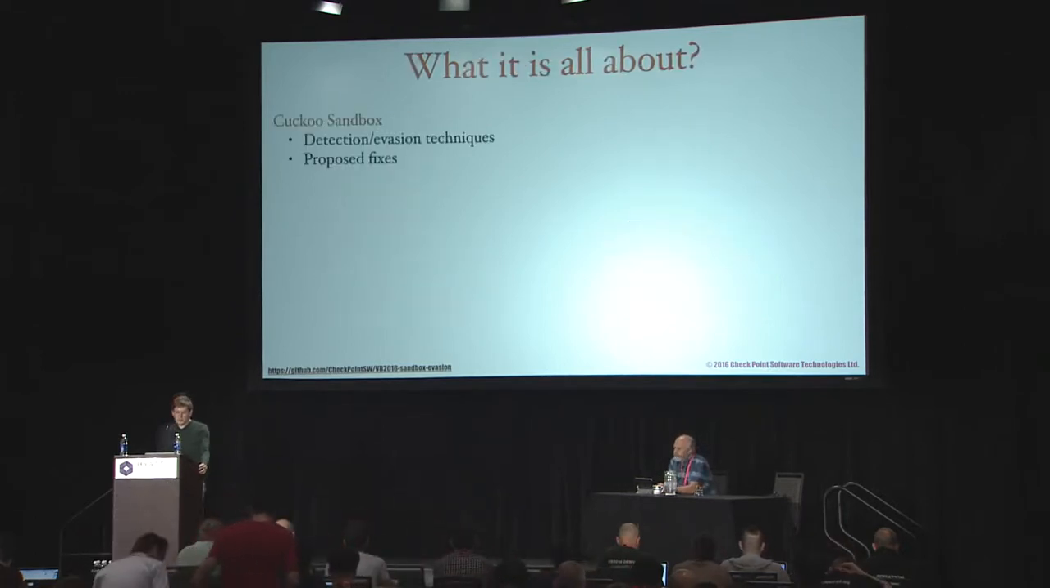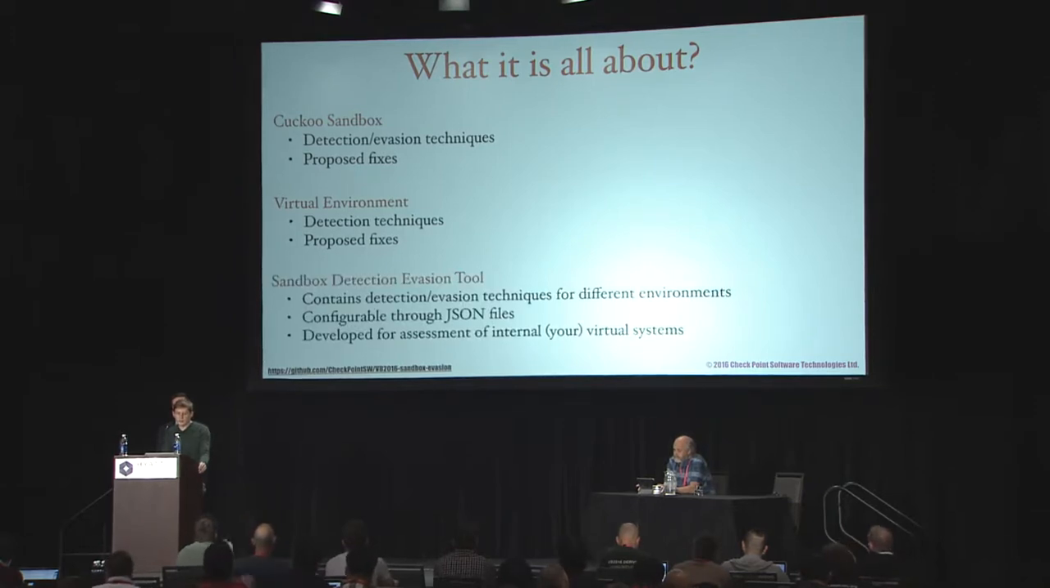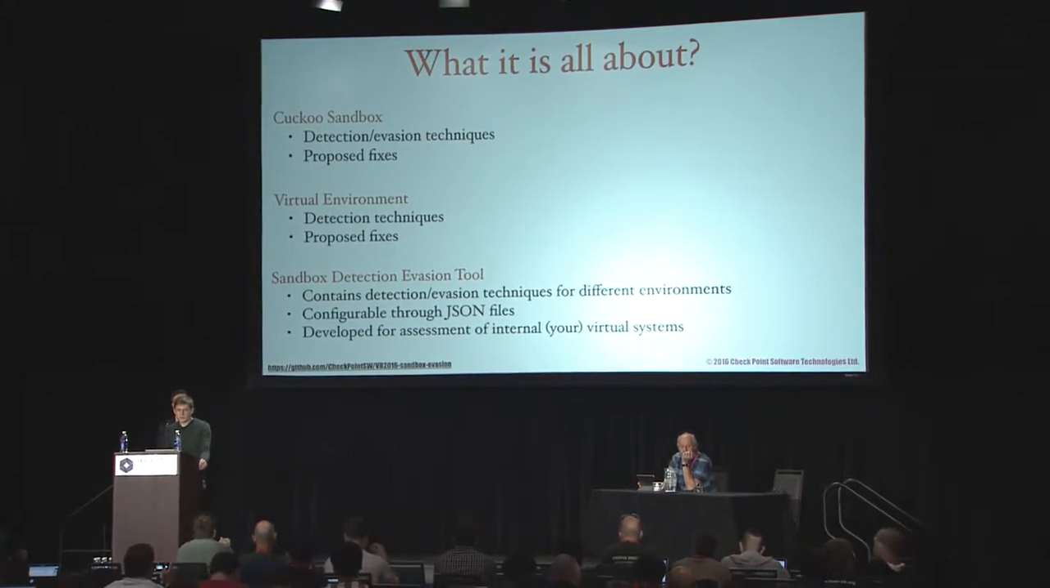Okay, so we'll focus on bugs found in Cuckoo Sandbox, which may lead to the detection and evasion of it, and then we'll propose fixes for them. In addition, we will do the same for different virtualized environments, and finally we will present our sandbox detection tool, which contains most of the detections known till this date. And our tool can be easily configured using JSON configuration files and can be used for assessment of your internal virtualized systems. So now I'll transfer the presentation to Stanislav, and he will guide you through the first part of it.